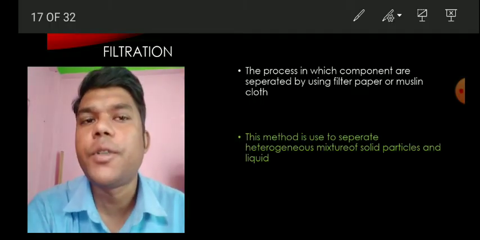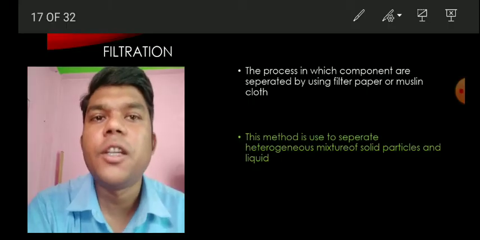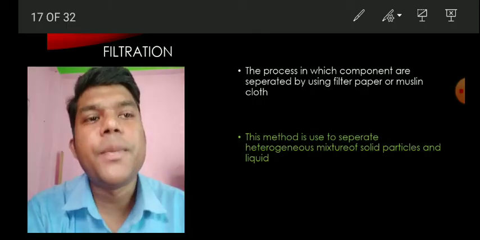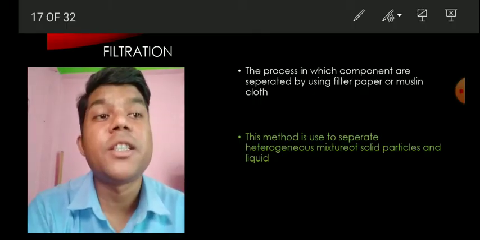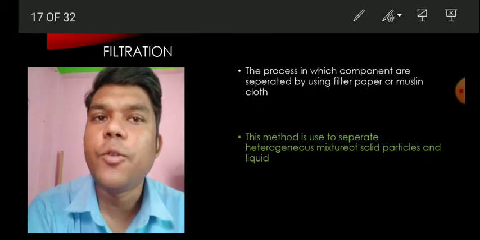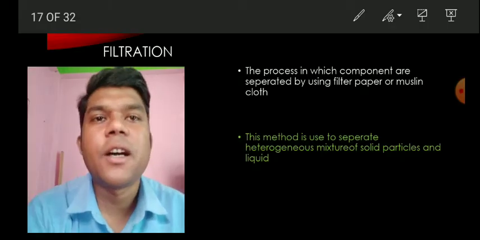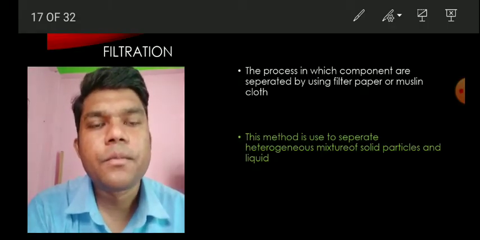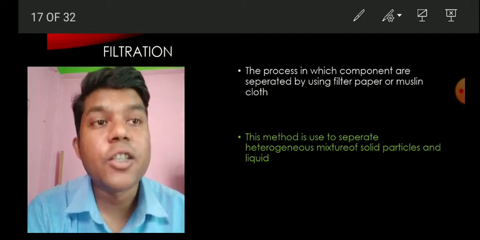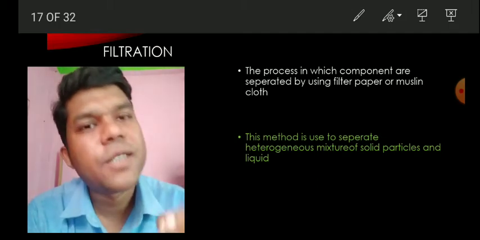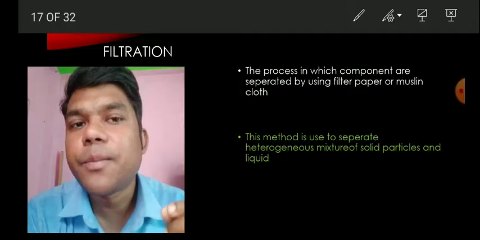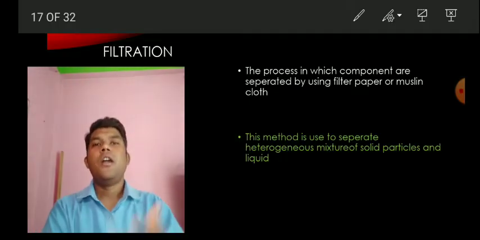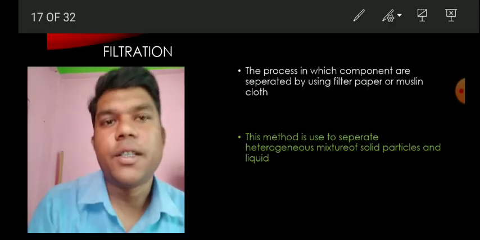Because there are minute pores in the filter paper, in the muslin cloth, the liquid will go through, and again there will be the mixture. So this method is used to separate a heterogeneous mixture of solid particles and liquid. Like we discussed before with sedimentation and decantation, we can use mud and water. Why? Because there is also mud, even smaller bits, very small, but that is solid, and water is liquid. So we can use mud and water, and we can separate that through filtration also.